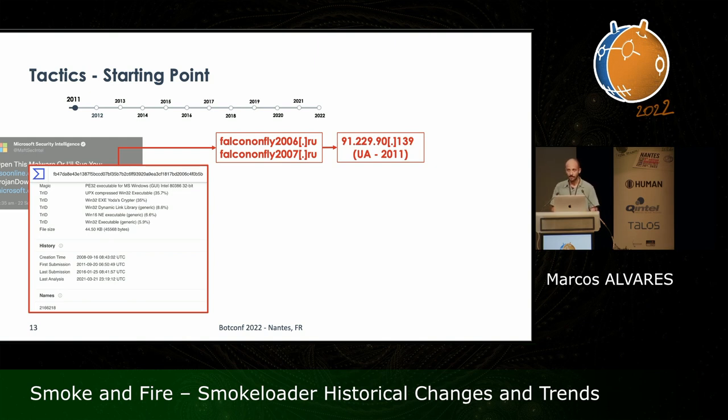This sample was a UPX packed portable executable file, really old, connecting back to these domains, the Falcon Fly in 2006 and 2007, that was resolving to an IP hosted in Ukraine back then. I reversed the sample, and it really is a downloader. It downloads an encrypted pack of DLLs and injects them into some processes in the infected machine.